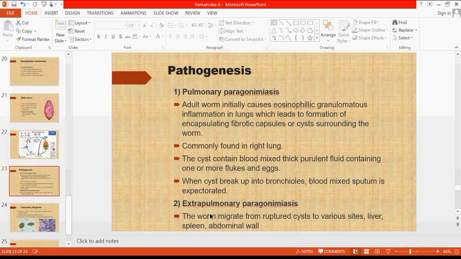Extrapulmonary one, what will happen? The worm will reside in the lungs, but sometimes they migrate from the ruptured cyst to various sites, like the liver or spleen or the abdominal wall. So again there will be cyst formation in that particular area. This is extrapulmonary paragonimiasis, but it is rarely seen.